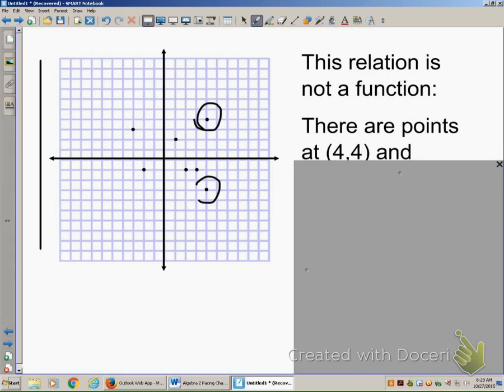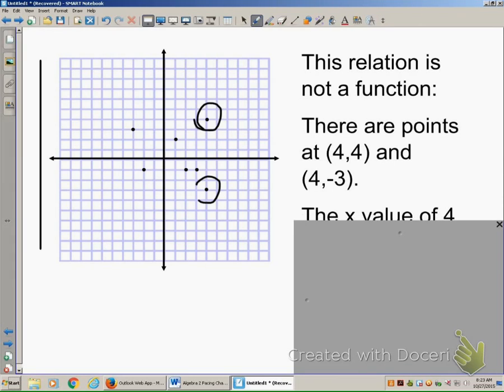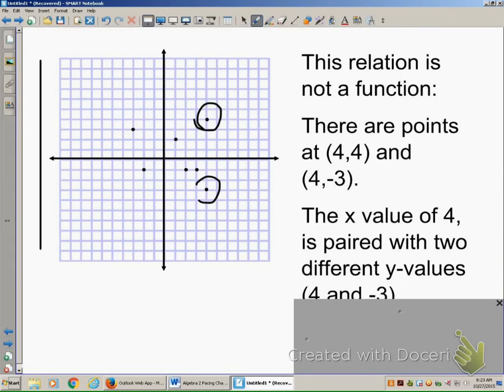There are points at (4, 4) and (4, -3). So the x value of 4 is paired with 2 different y values, which we discussed. That was 4 and negative 3. Therefore, it cannot be a function.